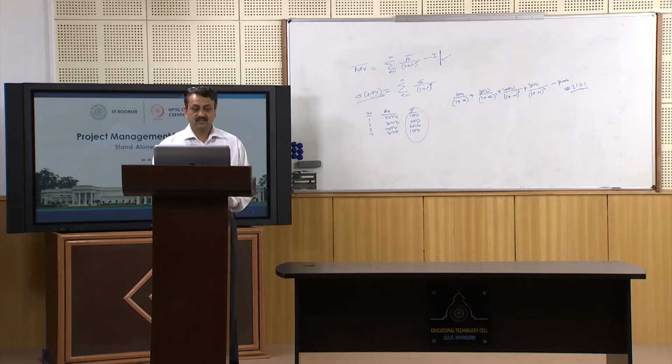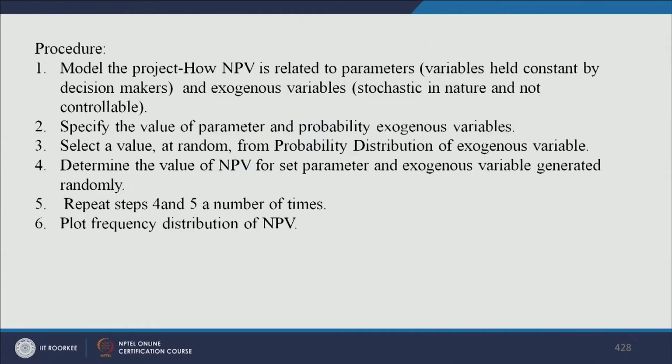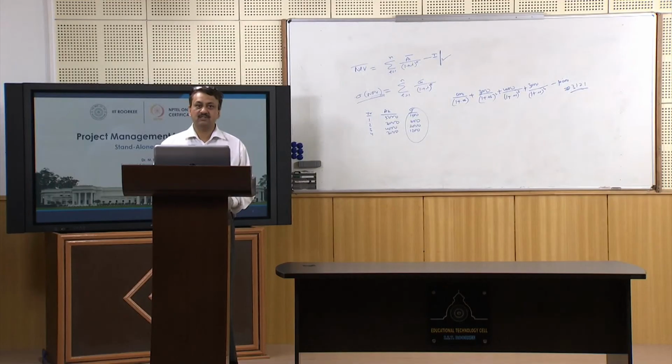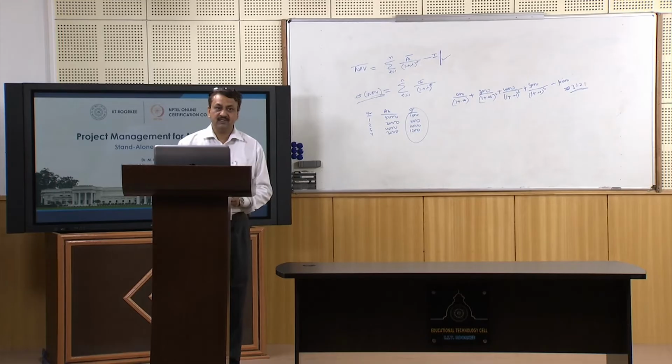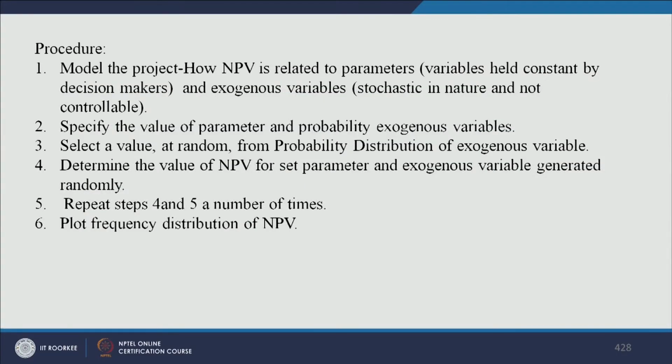The fourth point is to determine the NPV for the set parameters, the controllable as well as the uncontrollable variables. Repeat steps 4 and 5 a number of times, right. So, you can have 10 runs, 15 runs, 10,000 runs, 20,000 runs and so on. Manually, if you do this type of question it is very difficult, but using a computer you can run several runs of a simulation model, and then at the end of the day you can plot the frequency distribution of NPV, right.